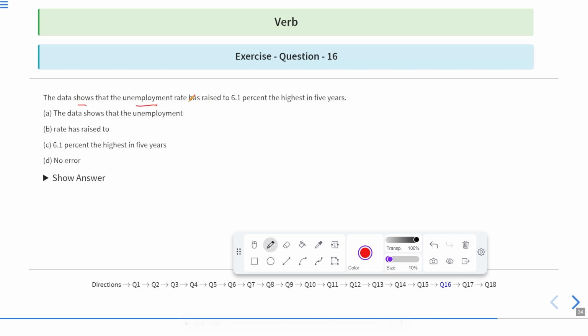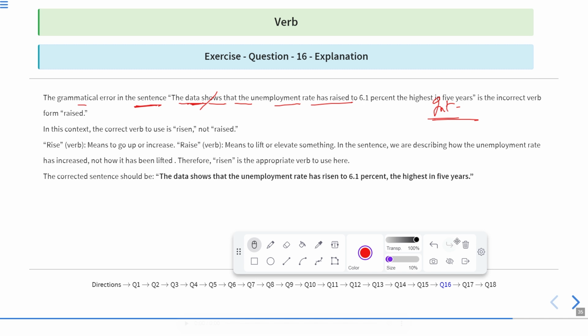The data shows that the unemployment rate has raised to 6.1%, the highest in 5 years. Now, the unemployment rate has risen, not raised. The unemployment rate has increased. That means we need an intransitive verb over here. And in our earlier session, I told you about the difference between the intransitive verb and transitive verb. With the words rise and raise, rise is the intransitive verb, whereas raise is the transitive verb. So we need to put risen over here, not raised. So the error is in part B, where this raised should be replaced with risen. Okay. So now let us see the explanation.